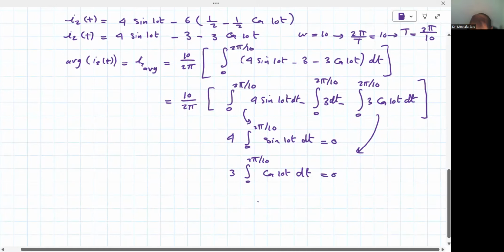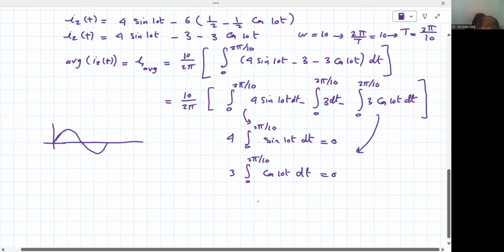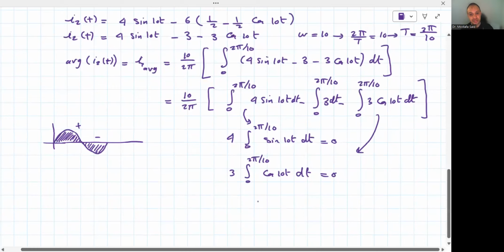I'm going to explain why. If you have a sine wave like that, I'm going to just draw one period. The integral actually means the area under the curve. So you have here some area, which is positive, right? And you have here also the same area, but negative. So they're going to cancel each other. This is for sine. For cosine, it's something like that. Let's draw it again. It will be something like that.